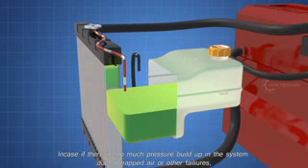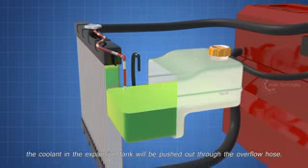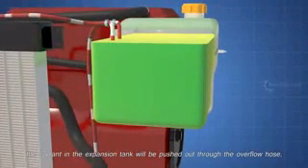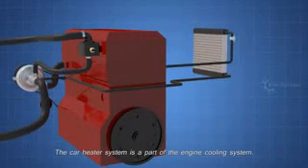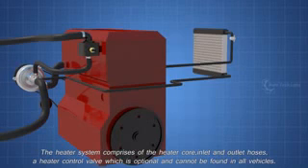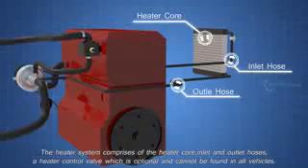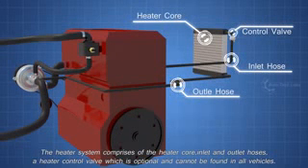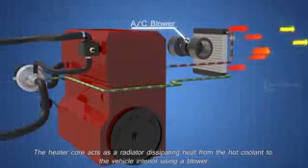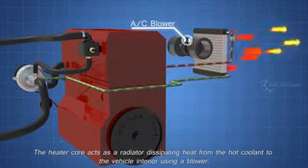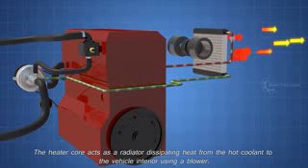In case there is too much pressure build-up in the system, due to trapped air or other failures, the coolant in the expansion tank will be pushed out through the overflow hose. The car heater system is a part of the engine cooling system. The heater system comprises the heater core, inlet and outlet hoses, and a heater control valve, which is optional and cannot be found in all vehicles. The heater core acts as a radiator, dissipating heat from the hot coolant to the vehicle interior, using a blower.